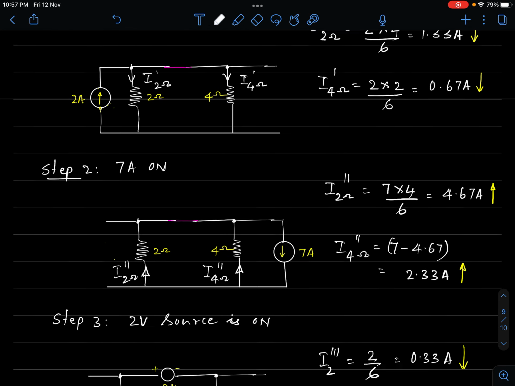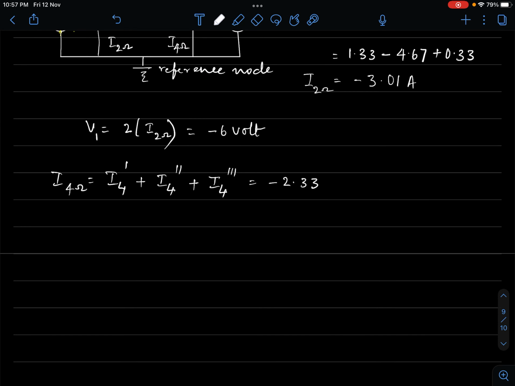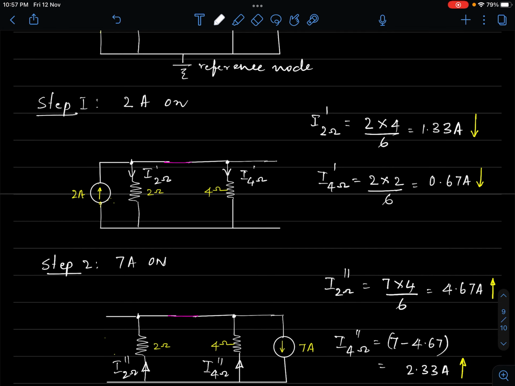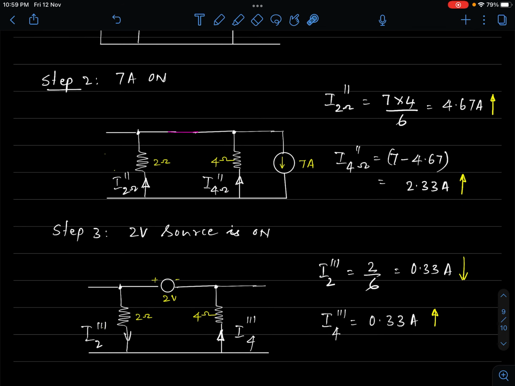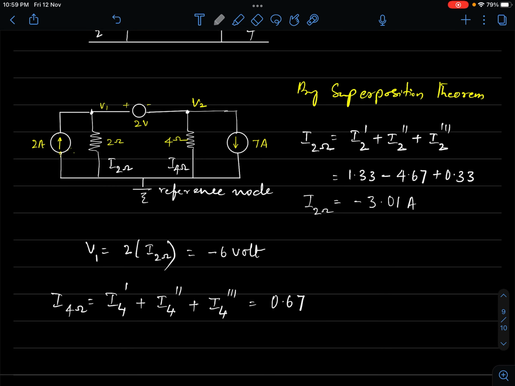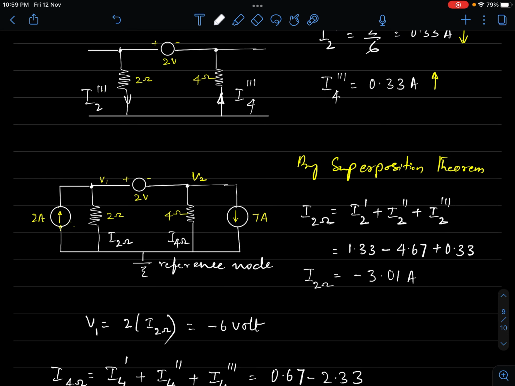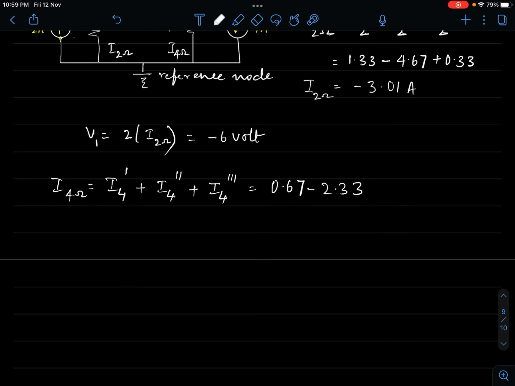Okay, so next is 0.67. First is 0.67. I can take it in any order, it hardly matters. Anyway, 0.67. That is downward current, right? So I4 dash, I'm picking up this value. Then I4 double dash, this is minus 2.33. And then the other current, this again is minus 0.33.